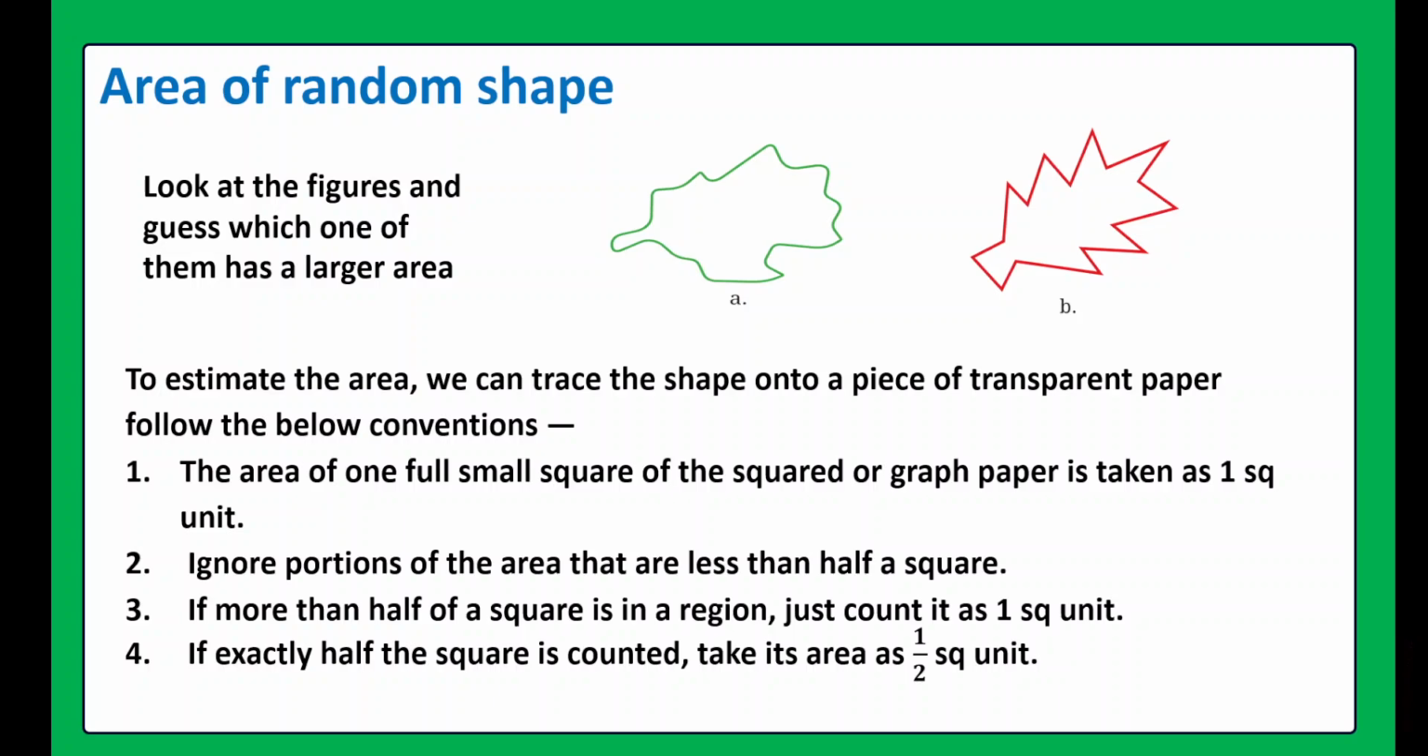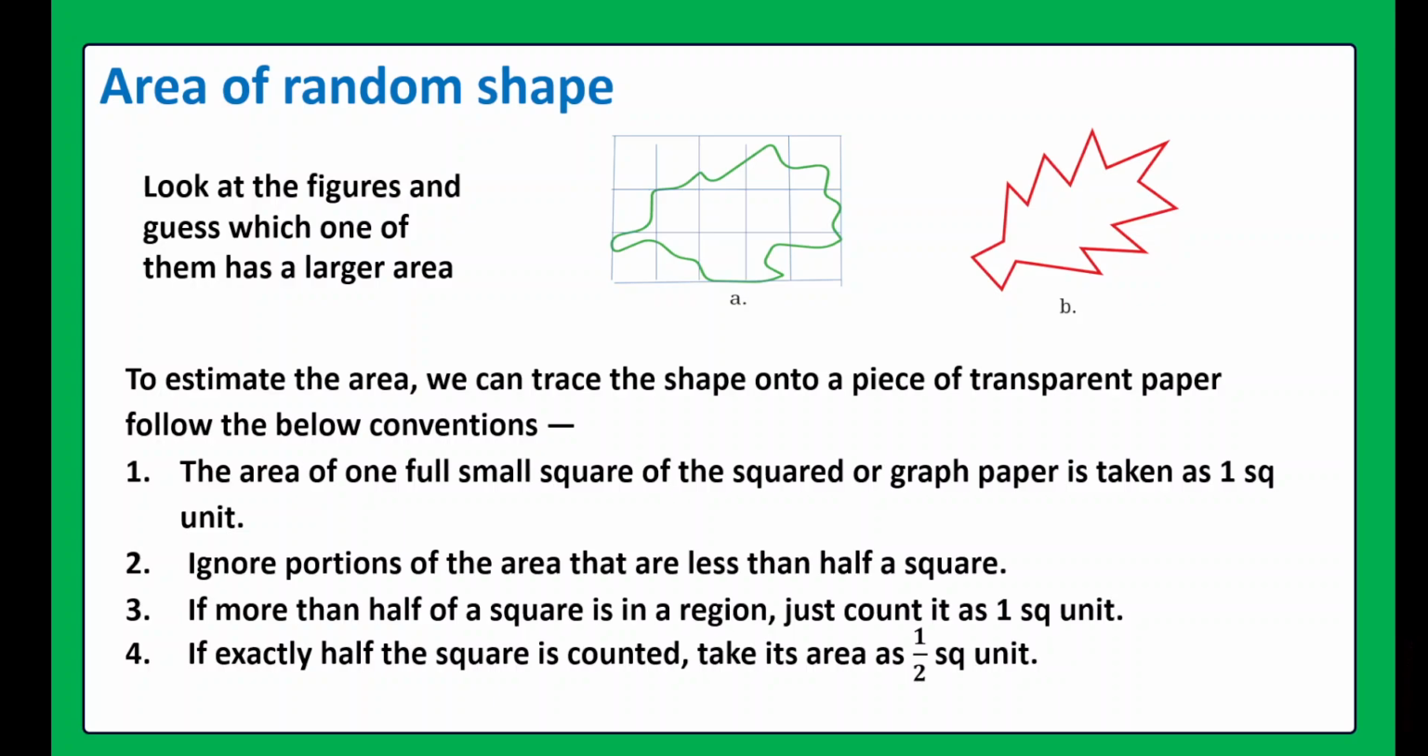First, the area of one full small square of the squared or graph paper is taken as 1 square unit. Ignore portions of the area that are less than half a square. If more than half a square is in a region, just count it as 1 square unit. If exactly half the square is covered, take its area as a half square unit.